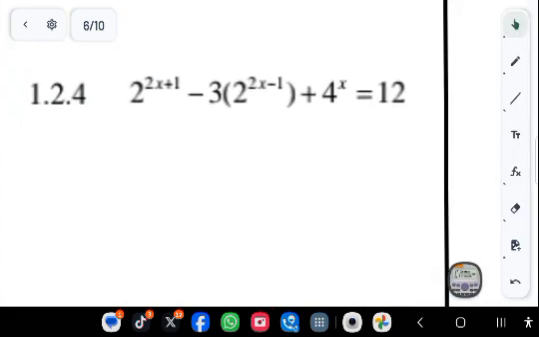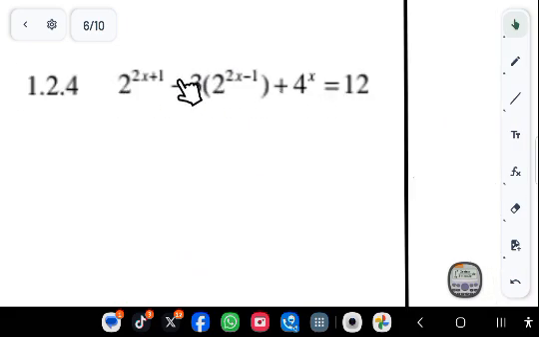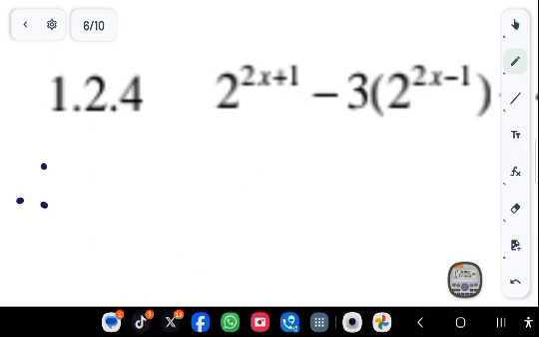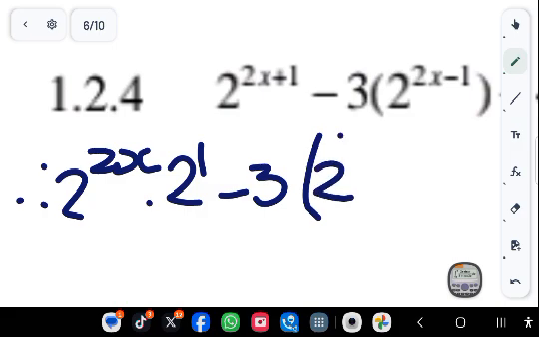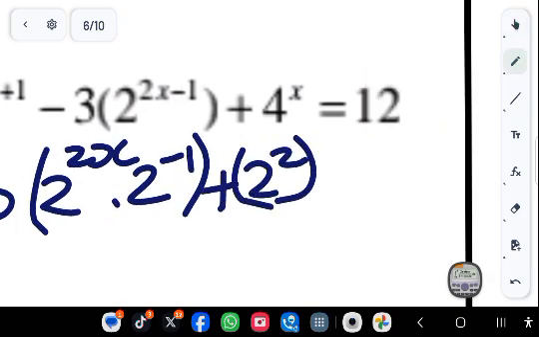Next, solve for x, you've got an exponential equation here. So what you do whenever you've got this type of equation where the variable is the exponent, make sure that you break it up. So let's do that. So that will be 2 to the power of 2x times 2 to the power of 1. That's how we break it up. Minus 3 in bracket 2 to the power of 2x times 2 to the power of negative 1 plus 2 to the power of 2 all raised to the power of x plus 12.